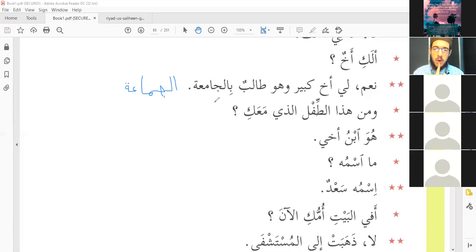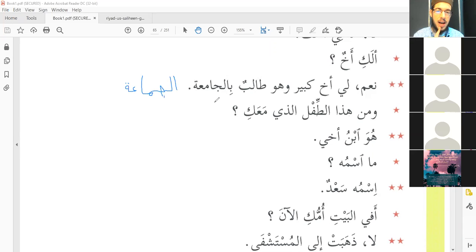You said وهو طالب بالجماعة instead of جامعة. And so I'm trying to get you to look at the placement of the alif. Here the alif comes right after the mim. And in the word جماعة, the alif comes right after the mim. So what's the difference between these two words?